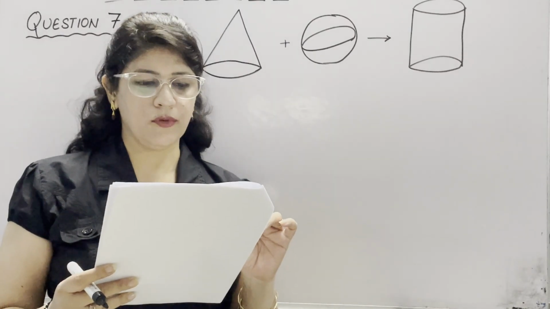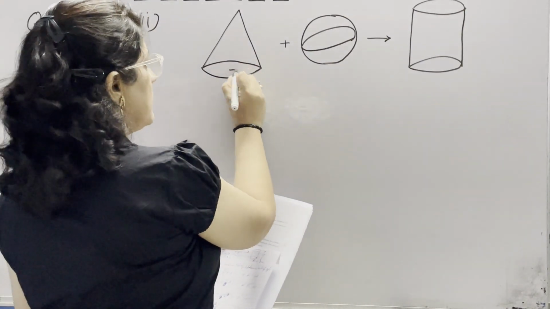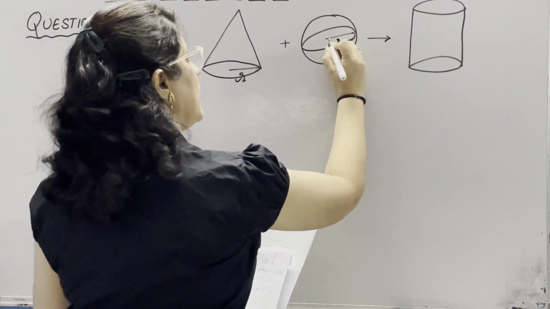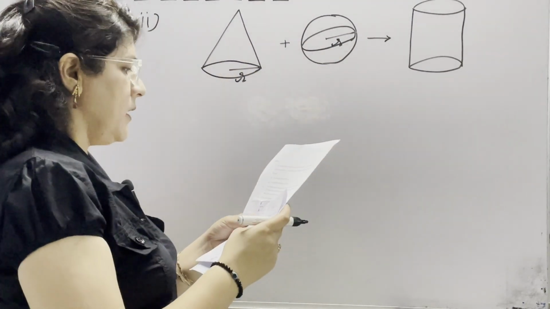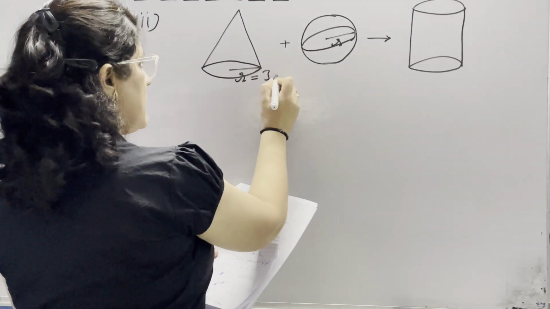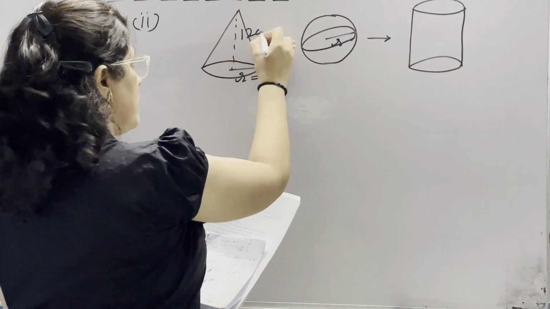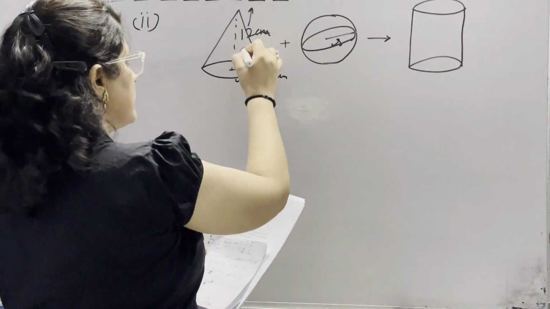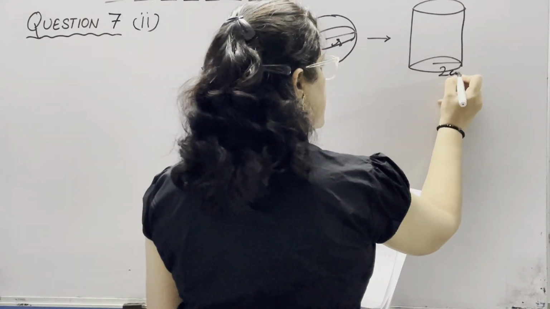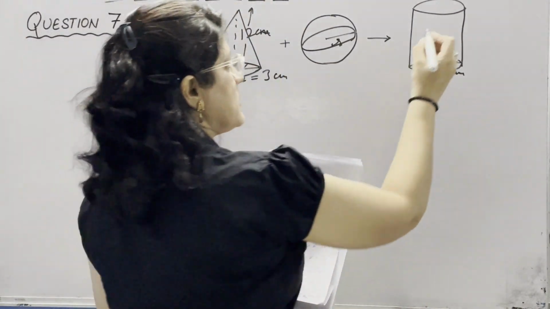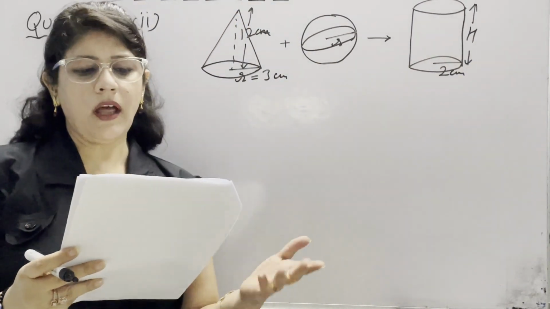In question number 7 part 2, a cone and a sphere having the same radius, it means the radius of this and this both are same, are melted and recast into a cylinder. The radius and height of the cone are, radius is given as 3 centimeter and height of cone is 12 centimeter. If the radius of the cylinder so formed is 2 centimeter, find the height of the cylinder, let it be capital H.